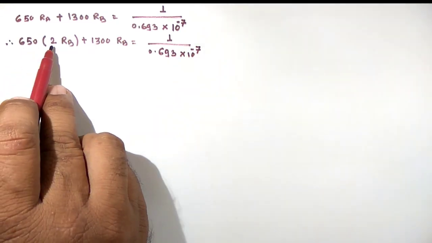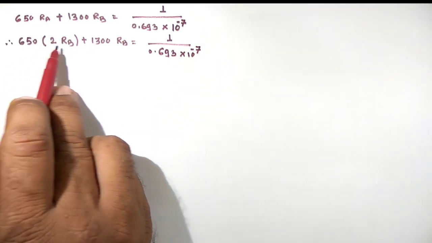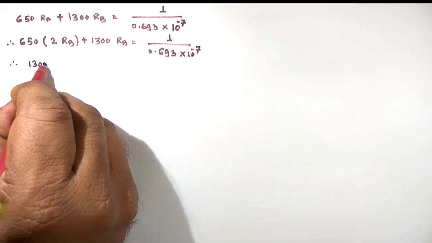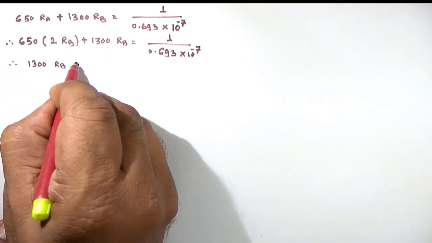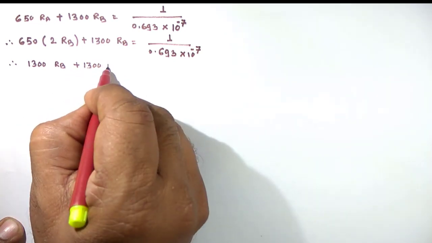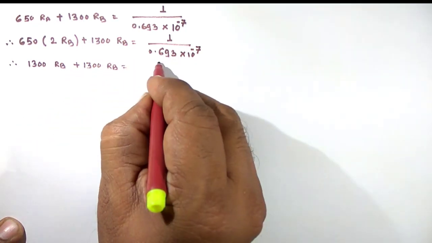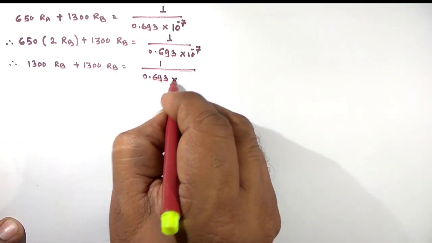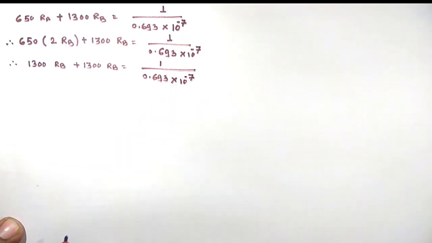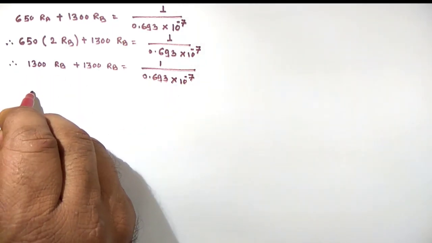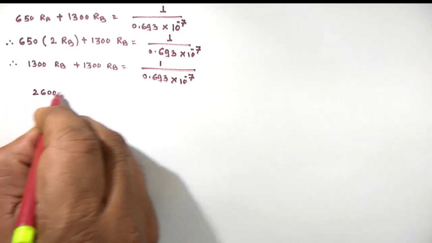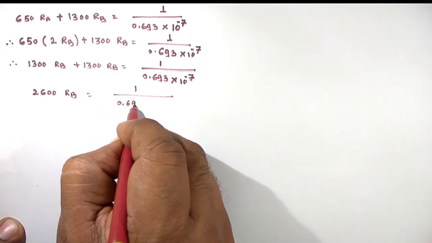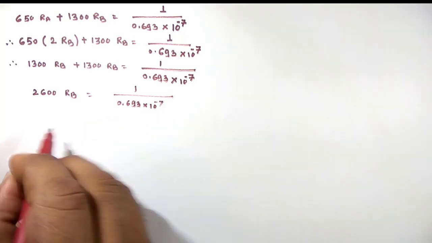So this is 650 into 2, that is 1300. So 1300 RB plus 1300 RB. Hence we have 1300 RB plus 1300 RB is equal to 1 divided by 0.693 into 10 raised to minus 7. So this is 2600 RB is equal to 1 divided by 0.693 into 10 raised to minus 7.